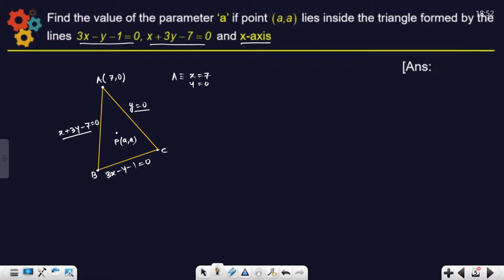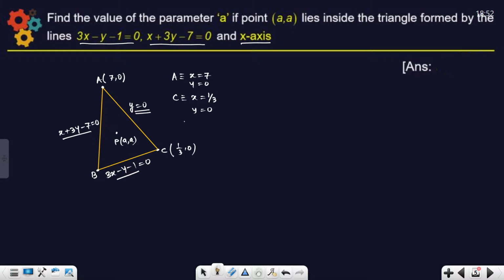Right? Let us solve point C. We will solve y equals 0 and this line. After putting y equals 0 over there, we are getting x as 1/3. So the coordinate of C is (1/3, 0), right?